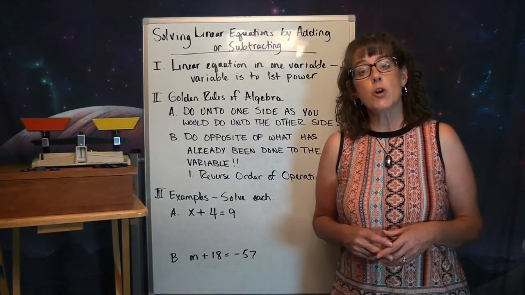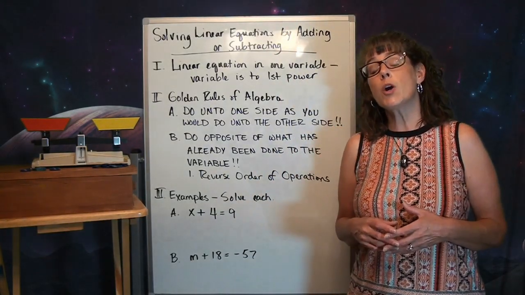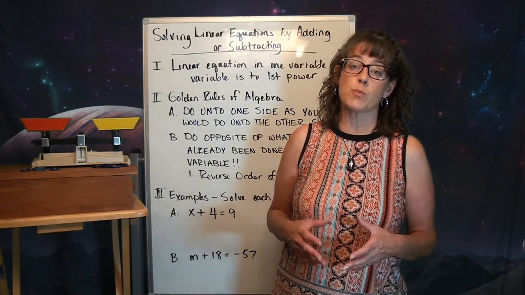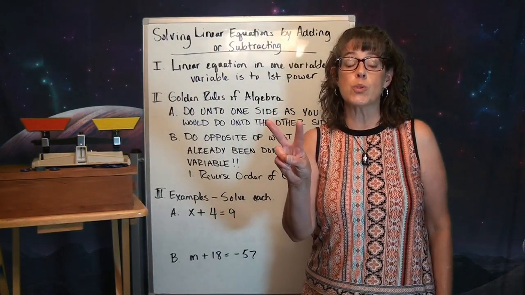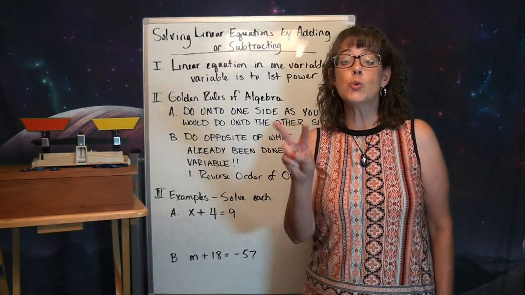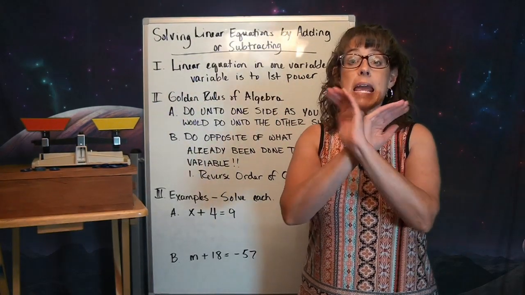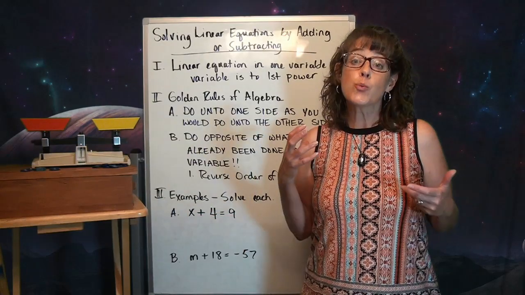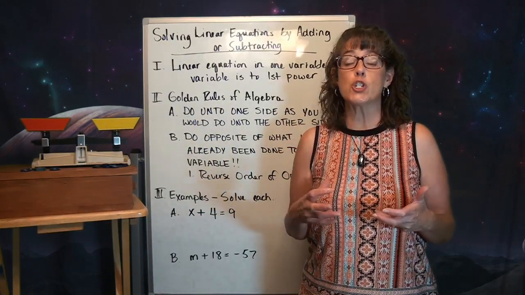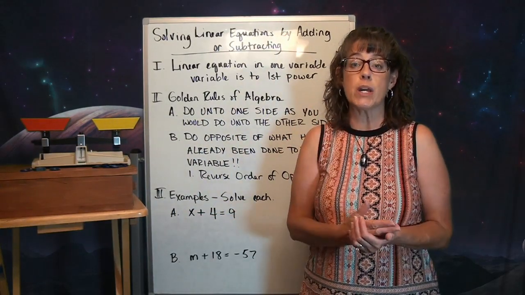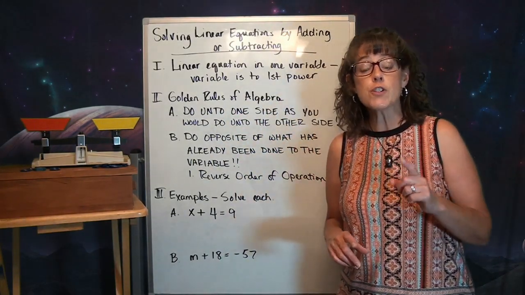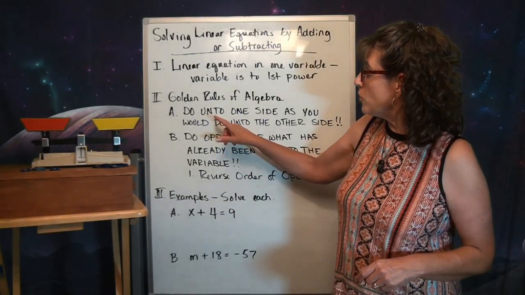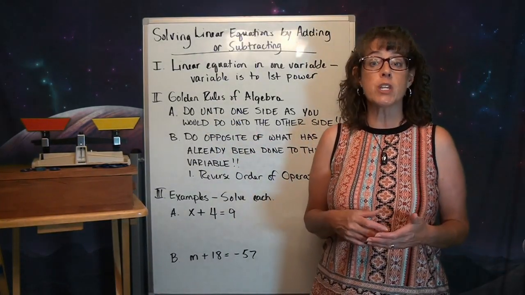The other thing that we need to note before we get into this is what we call the golden rules of algebra, or what I call the golden rules of algebra. And there are two golden rules. And if you can remember these two golden rules, you can solve any equation. Even the really big, very difficult equations, you'll be able to solve every single equation if you can keep these two golden rules straight in your head. And the first of those golden rules says, do unto one side as you would do unto the other side.